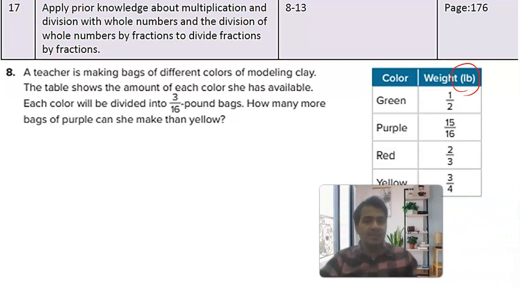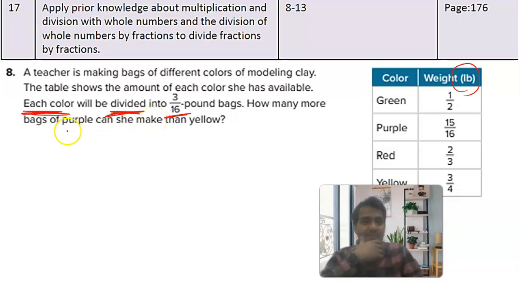Yellow is 3 by 4. Okay. The table shows the amount of each color she has available. Each color will be divided into 3 by 16 pound bags. How many more bags of purple can she make than yellow? So basically you have to divide it. You have to divide each color by 3 by 16.